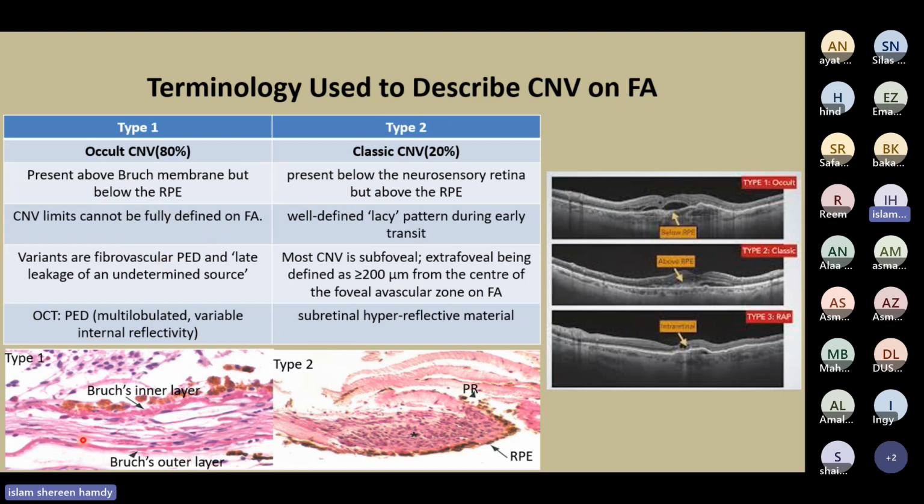So here, for example, we have the inner layer of the Bruch's membrane, and this is the outer layer of the Bruch's membrane, and the sclera is supposed to be at that part. So the membrane has invaded the Bruch's membrane, and it's growing there. Those are the nuclei of the endothelial cells of the choroidal neovascular membrane. The retinal pigment epithelium is still intact over that membrane.